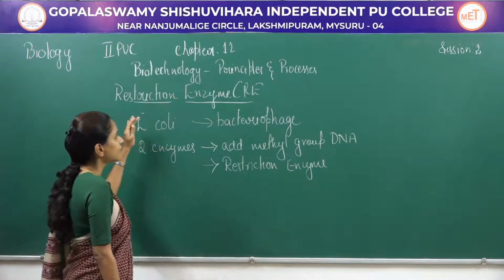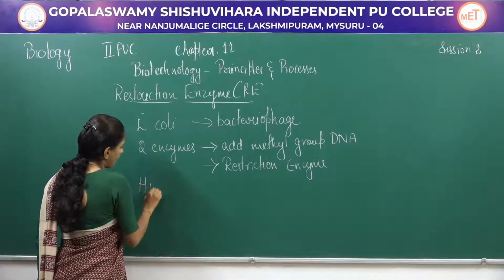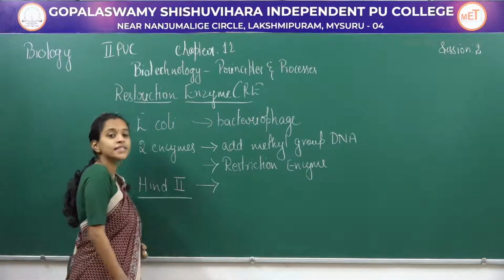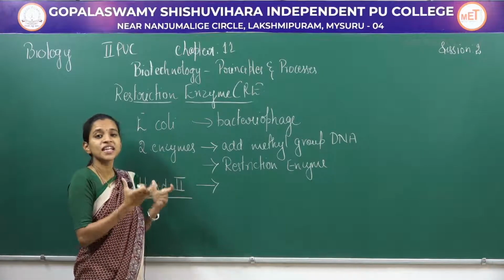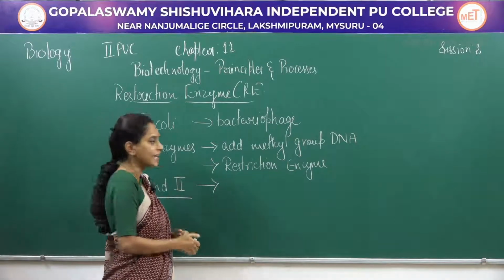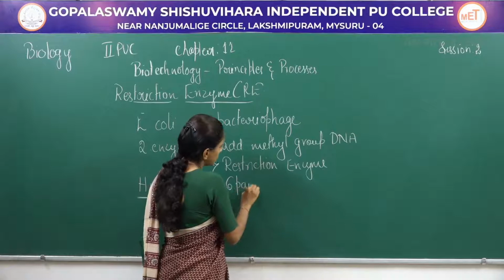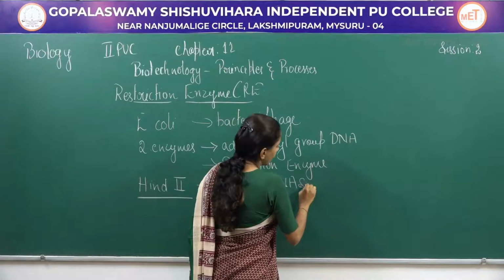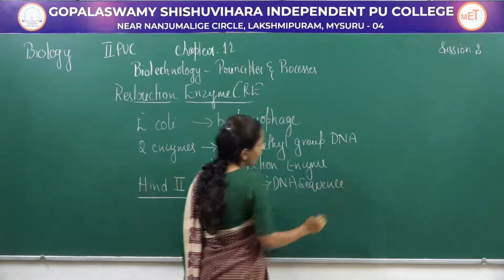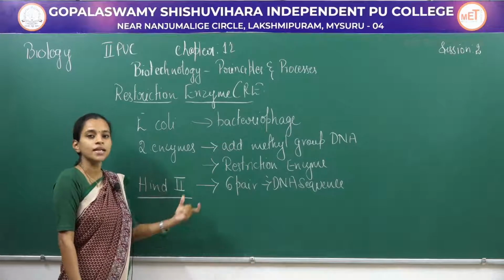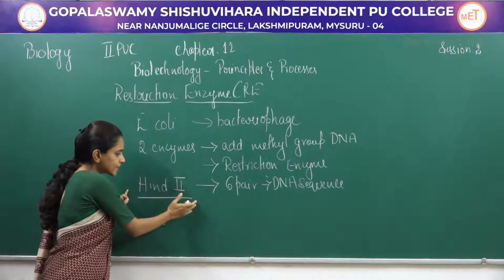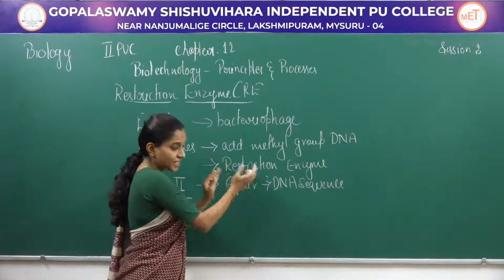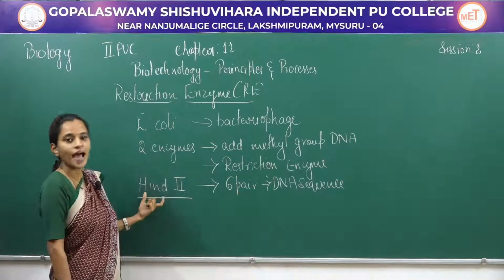So the first discovered restriction enzyme was Hind2. This restriction enzyme acts on a specific set or sequence of DNA. There are almost 6 pairs of nucleotides in a DNA sequence which this Hind2 restriction enzyme acts on. That means what? These restriction enzymes are very much specific. They require a specific DNA sequence so that they can show their activity.